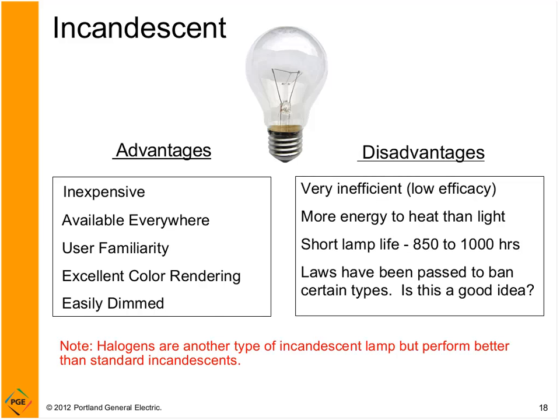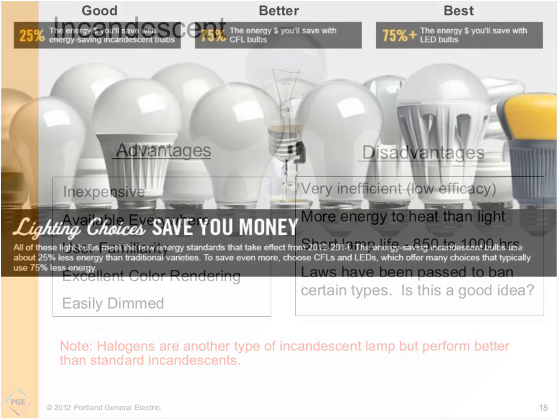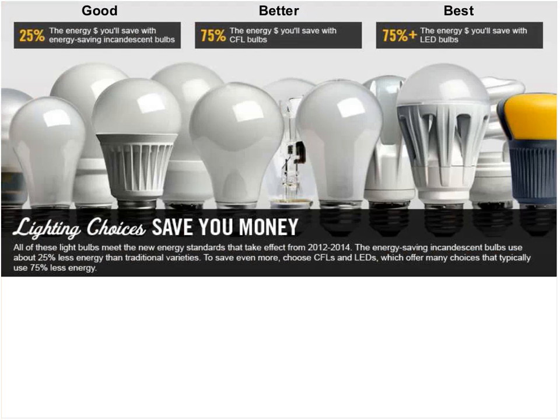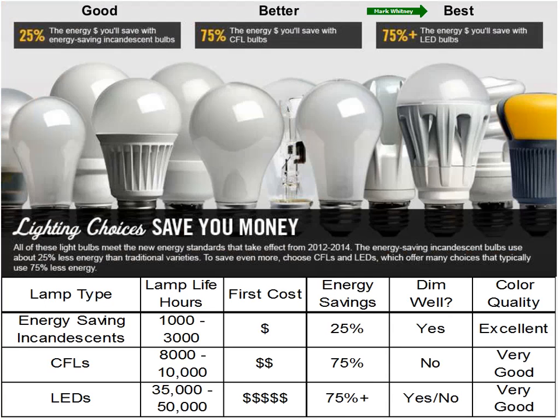Important thing to know is that halogens, this is another type of incandescent lamp, but it's going to perform better than standard incandescents. So now that these new laws have taken effect, you're going to have three replacement options. One is going to be one that saves about 25%. This is your energy-saving incandescents, which are halogens. And compact fluorescents that we're familiar with save about 75%. And the new kid on the block, LEDs, that save as much or more than compact fluorescents, but they have a much longer lifespan.